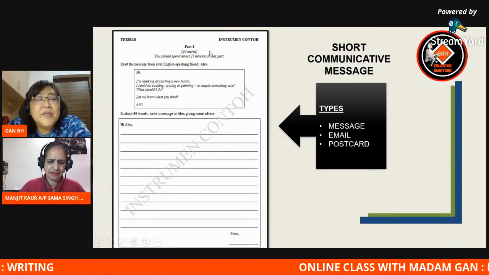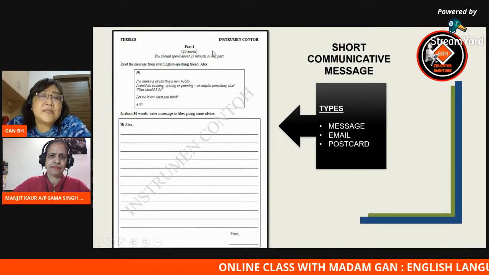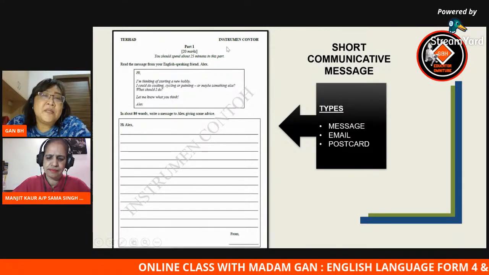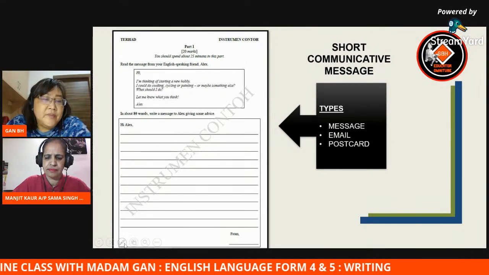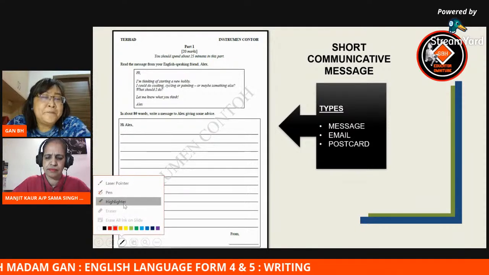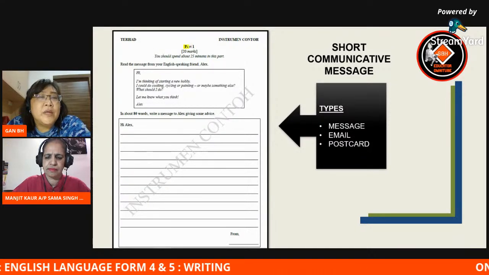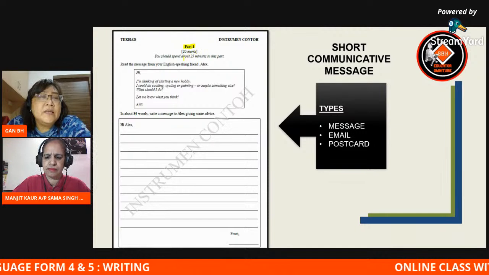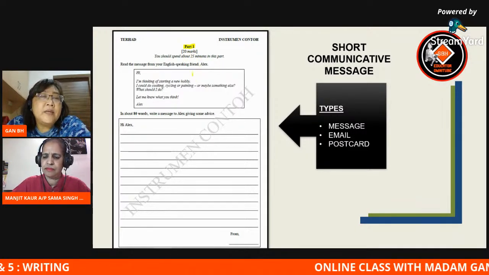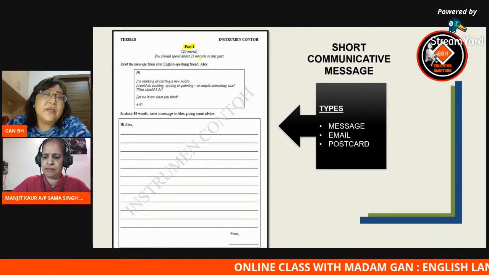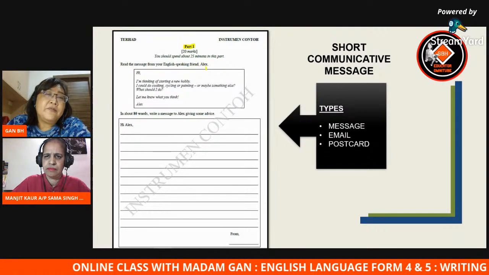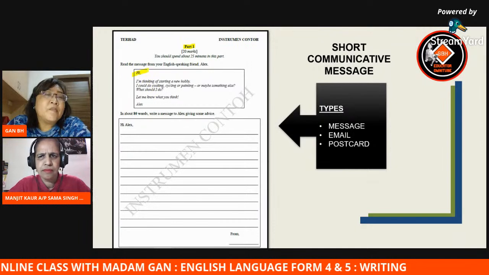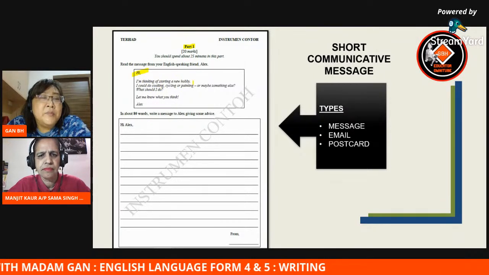So we have the first one. If you look at the PT3 paper, there are two parts. So this is the first part. This is the instrument contour or the sample instrument from the Ministry of Education. So you have part 1, marks 20. The suggested time for you to spend on this part will be 25 minutes. So read the message from your English speaking friend Alex. Hi, I'm thinking of starting a new hobby.